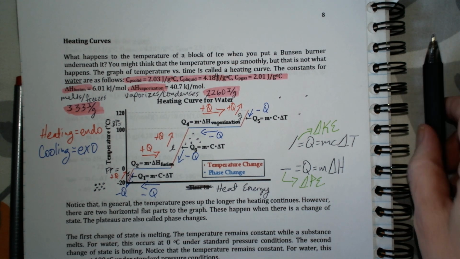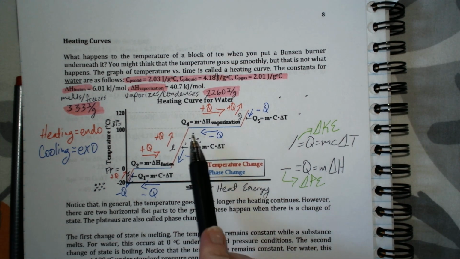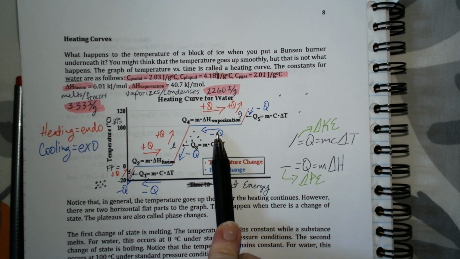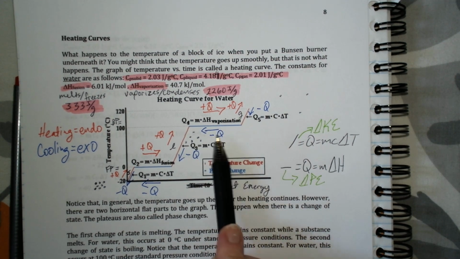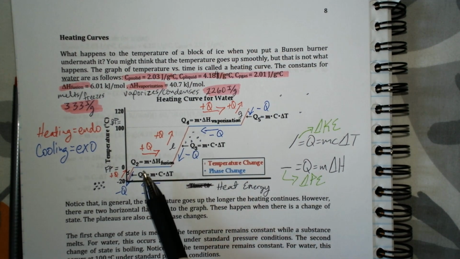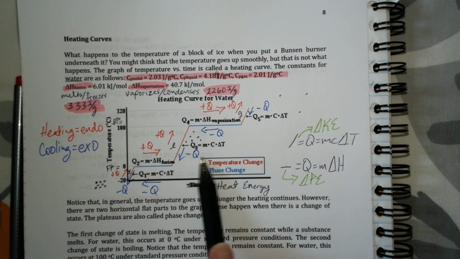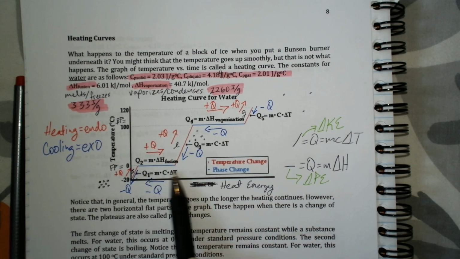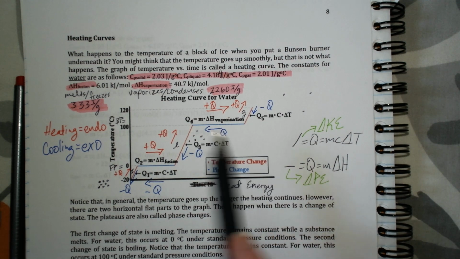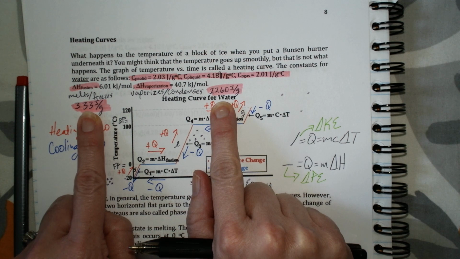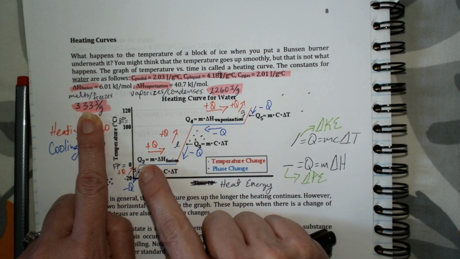One more thing I wanted to note is, you see how this line is longer than this line? It requires more energy to break intermolecular forces from a liquid to a gas than it does to break the intermolecular forces holding a solid into a liquid. So this line will always be larger than this line for any substance, but specifically for water, it'll be bigger. And that makes sense because look at the two different heats. The heat of fusion is 333 joules per gram. That's that little line.